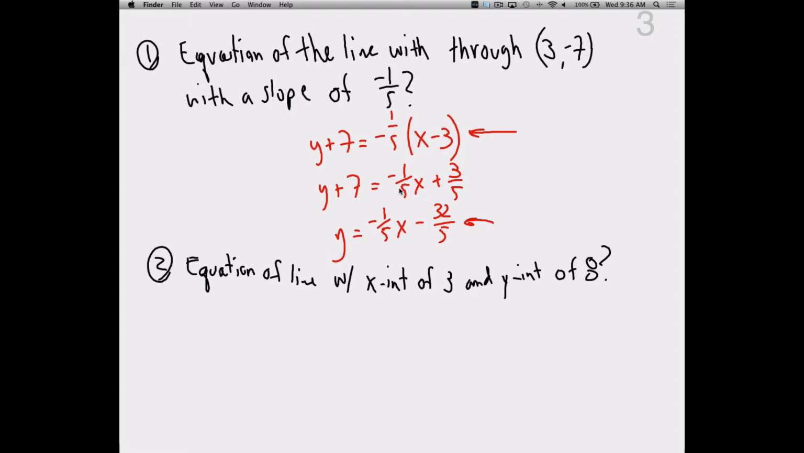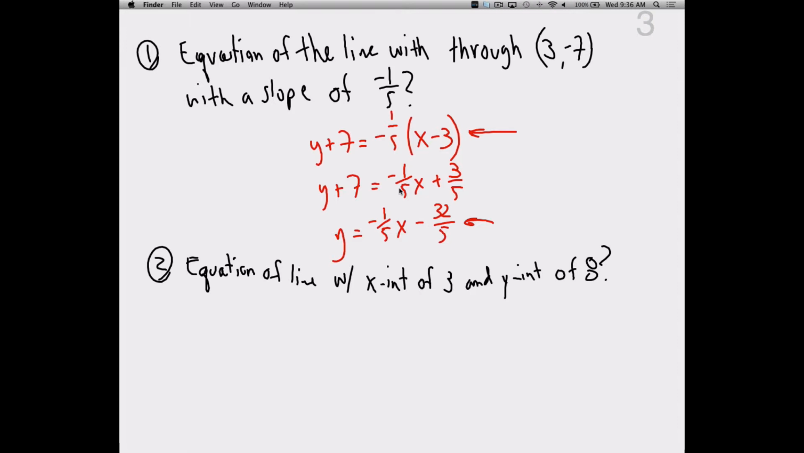Okay, so equations of a line. We need either a slope and an intercept. Do we have that? No. Or a point and a slope. Do we have that? No. So what do we do?